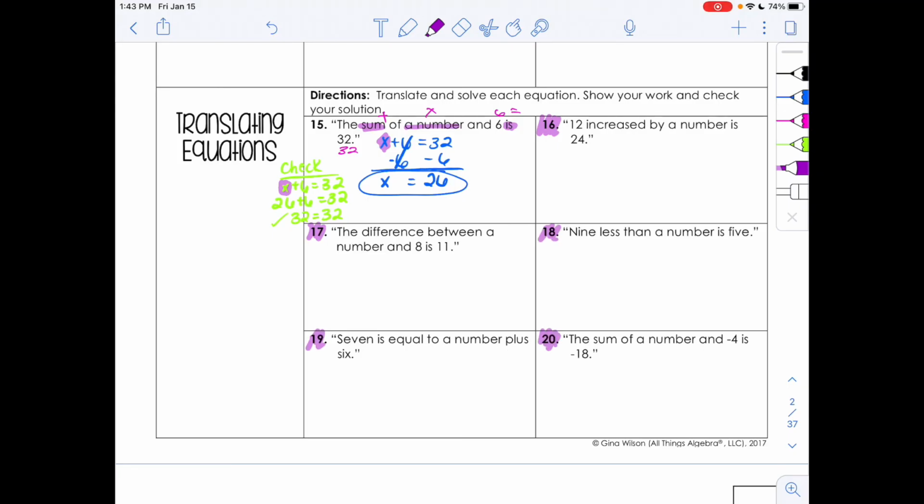And as you're doing 16 through 20, make sure you're paying attention to your key words. So in number 16, you have increased. So that means you're going to add. Number 17, you have the word difference. Number 18, you have less than. Number 19, you have plus. In number 20, you have some. In all of these examples, you have the phrase a number. Remember, when we have that phrase, that represents our variable. And in all of these, you have the word is. And is can be translated as equals.